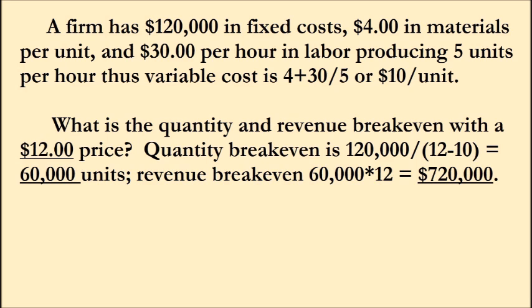Well, let's see what the quantity and revenue break-even would be if they charged a $12 price. Notice it's got to be above that $10 variable cost. The quantity break-even would be that 120 grand divided by the profit, that's here 12 minus the 10, or $2 a unit, which works out to be 60,000 units. We take that number, multiply it times the price, and we get $720,000. Noting this is just merely a feasibility study.